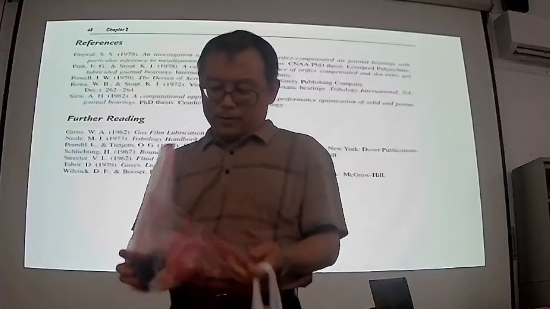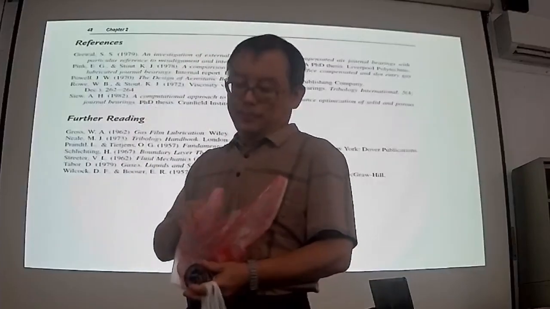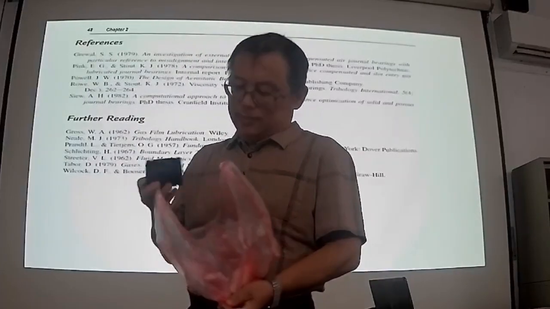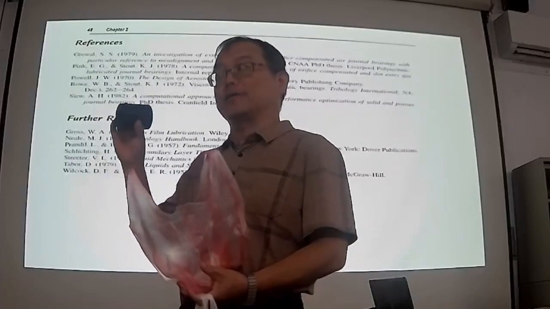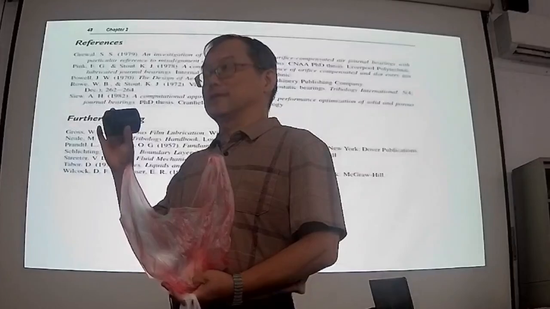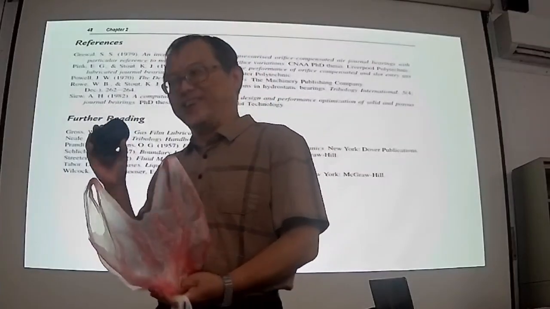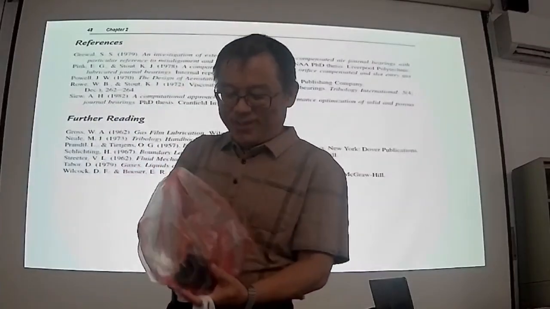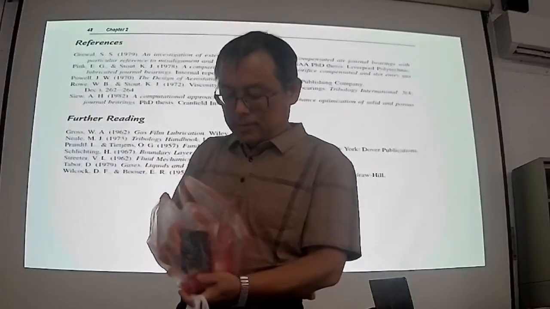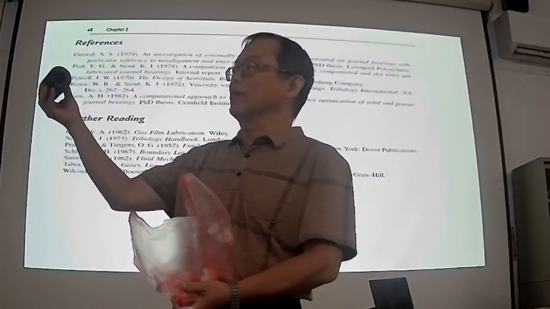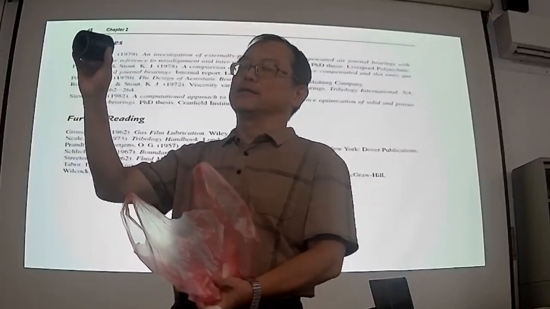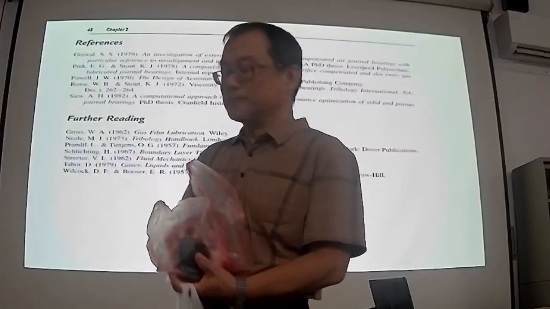This is a porous journal bearing. It's made in the United States. It costs $1,600. So you should be careful with this one. It's porous material, the red one, inside the diameter.